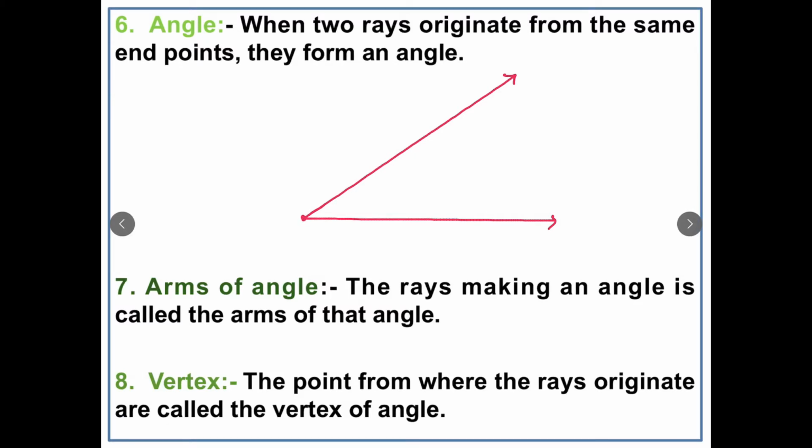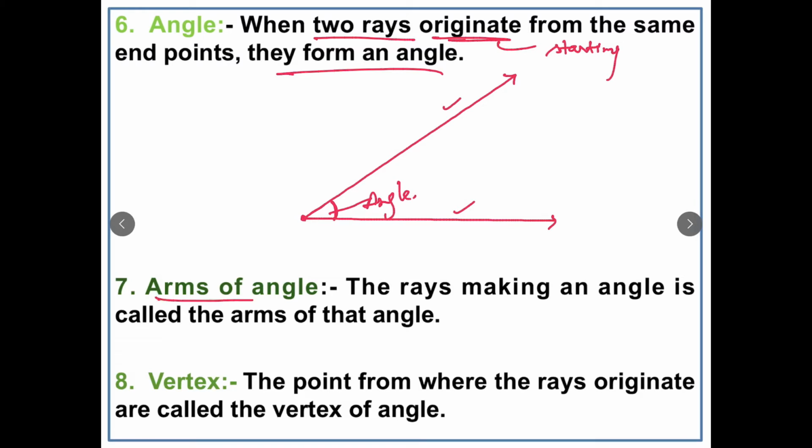As the definition says, when two rays, these are the two rays, originating, meaning starting, from the same endpoint, their endpoint is the same, they form an angle. The region between these two rays is called the angle. Okay, this is the angle.